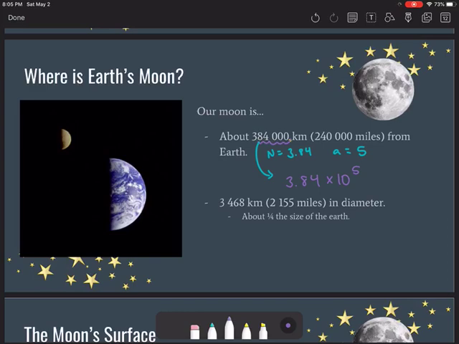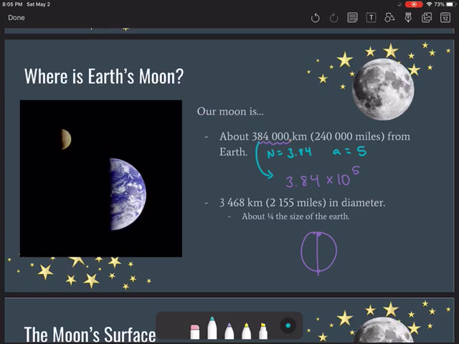In terms of our size, our moon is 3,468 kilometers in diameter. So going from the top of the moon all the way through to the bottom of the moon, that is about 2,155 miles. So if you want to look in terms of comparison, it's about a quarter the size of the Earth. So still quite large, but not larger than our Earth.